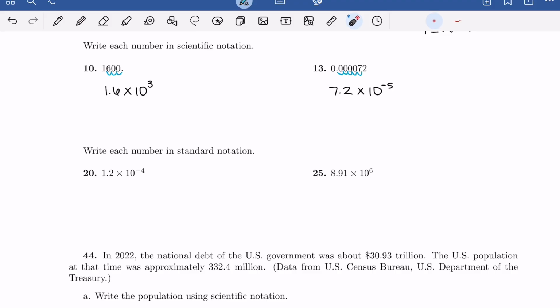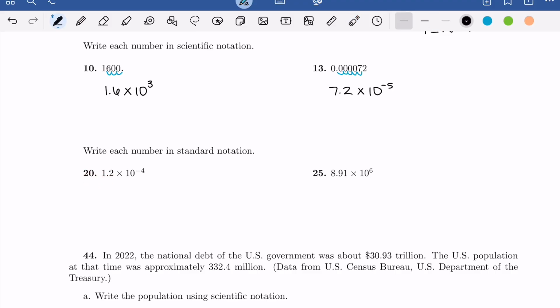In this case, we're given two numbers in scientific notation, and we want to write it in standard notation, or in other words, do the reverse order of what we did in the last two examples. So in this case, we have 1.2 times 10 to the negative 4. So this negative exponent automatically tells us we're dealing with a small number. So we're going to move this decimal to the left here.